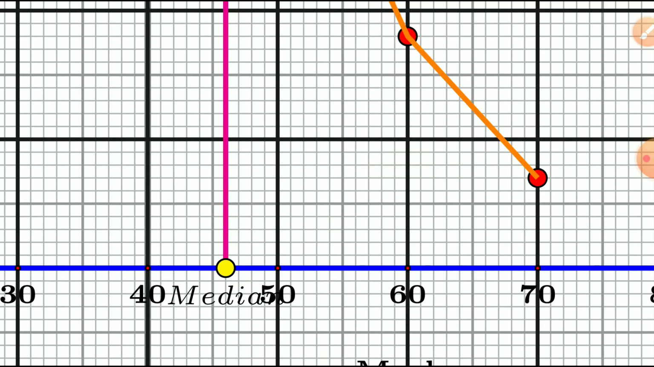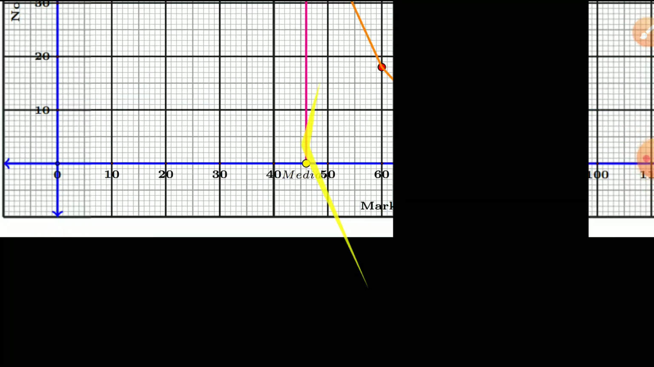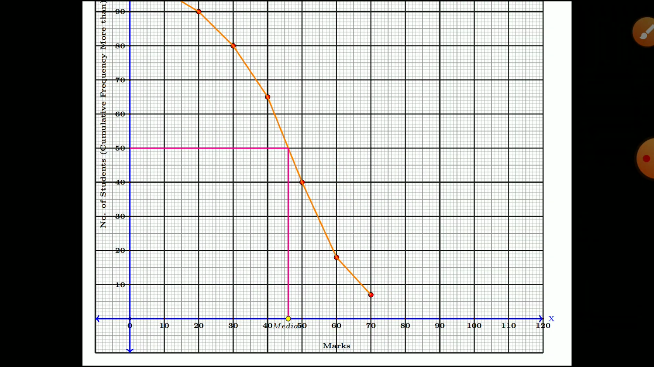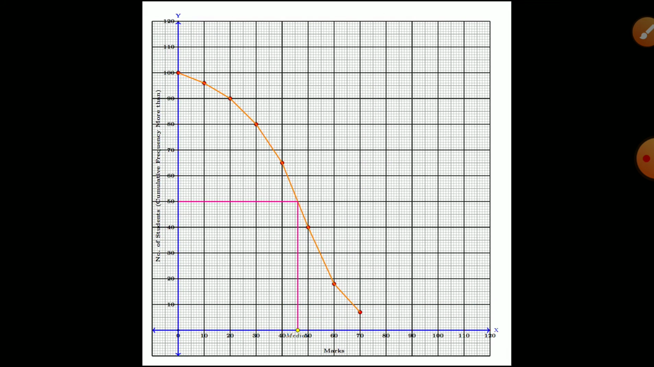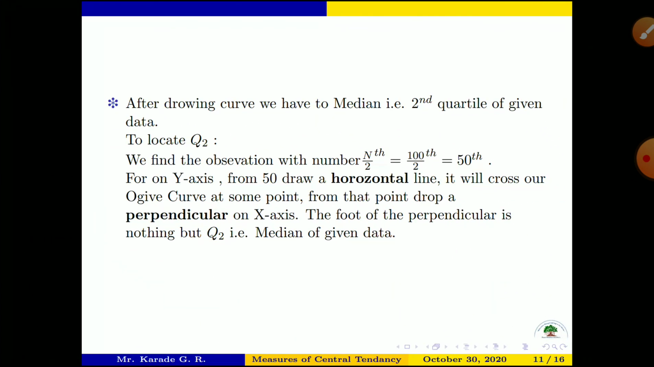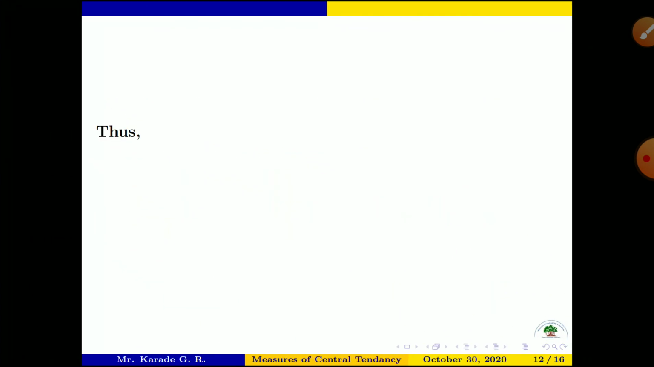So in this way we found the median of our data. The median is 46. Thus the graphical value of the median is 46 marks.